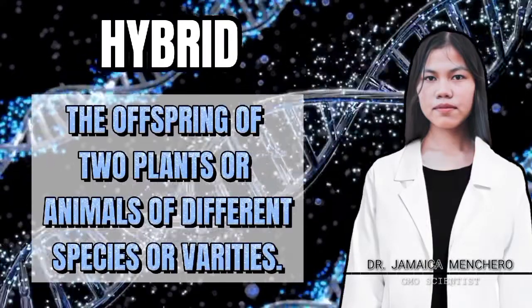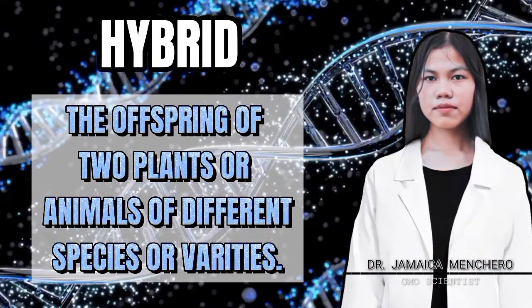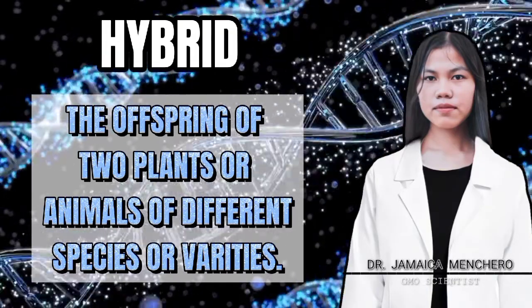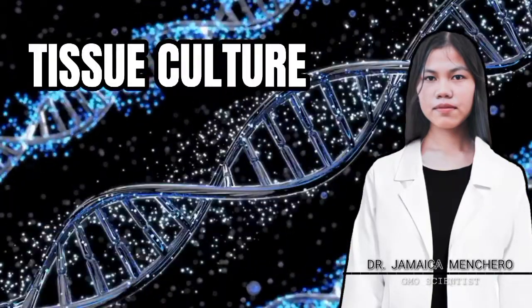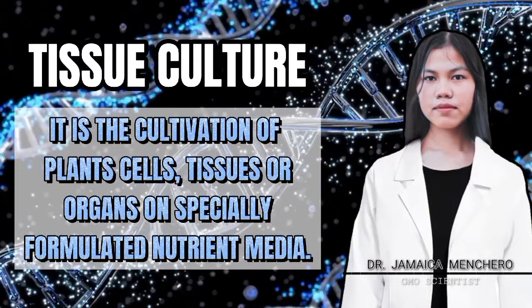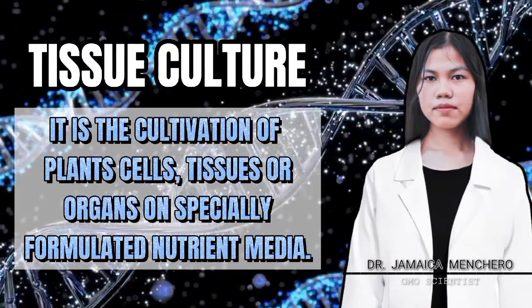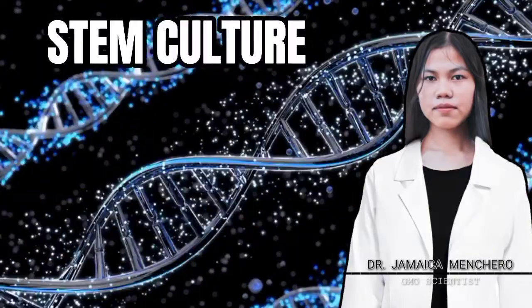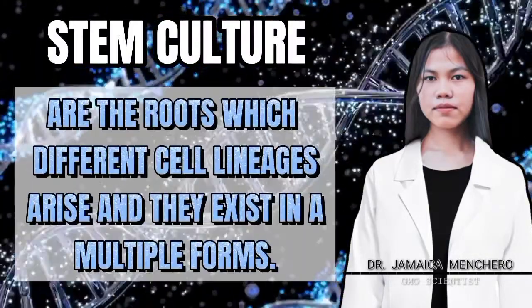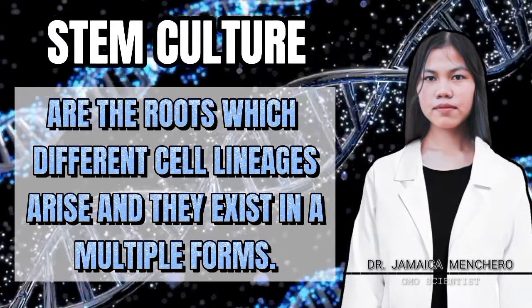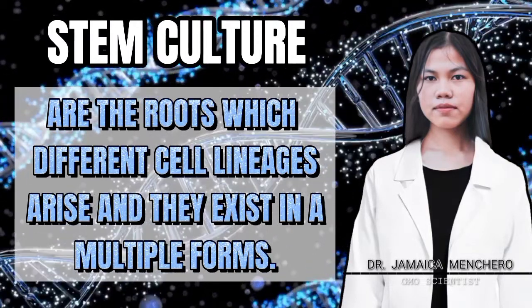Hybrid. The offspring of two plants or animals of different species or varieties. Tissue culture is the cultivation of plant cells, tissues, or organs on a specially formulated nutrient media. Stem cells are the roots from which different cell lineages arise, and they exist in multiple forms.